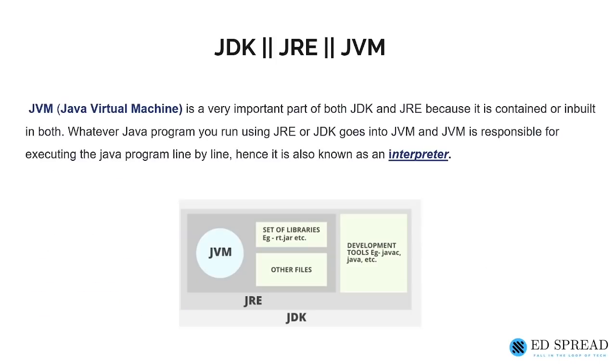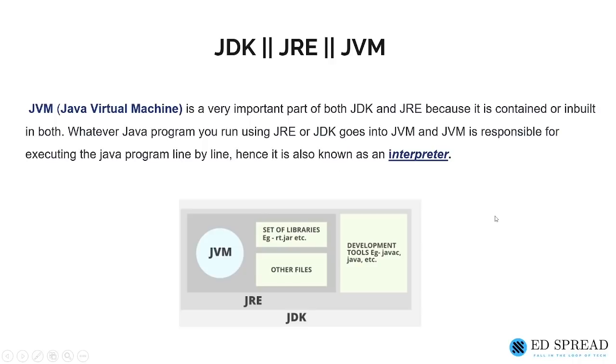Now next, let us see what is JVM. So JVM is a very important part of both JDK and JRE, right? So JRE came from JDK, JVM is coming from JRE and JDK both, right? Because it is contained and inbuilt in both, right? So whatever Java program you are using, JRE or JDK passes it into JVM, and JVM is responsible for executing the Java program line by line. Hence, it is also known as an interpreter.